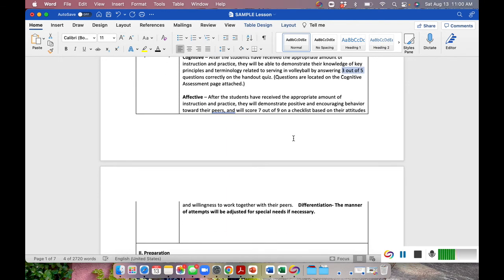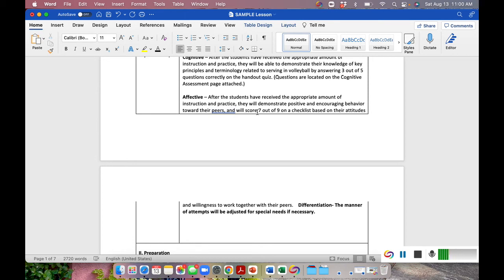The same thing applies for affective. Now what this is again, it's most frequently in the form of a behavior check sheet or check yes or no on sportsmanship, something along those lines. So frequently what our students will do is create what they call a behavior check sheet or a behavior checklist after students have received the appropriate amount of instruction and practice. So you see a little trend here. They'll demonstrate positive, encouraging behavior toward their peers. They'll score a 7 out of 9 on a checklist based on their attitude.